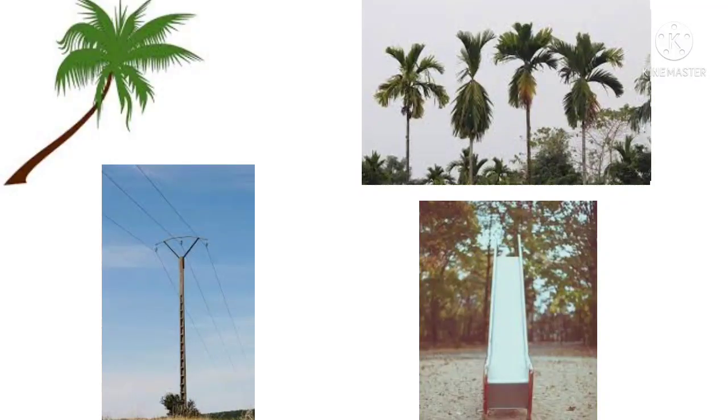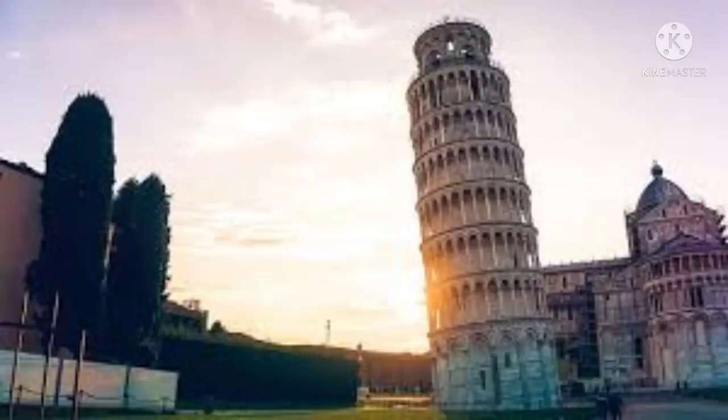Did you notice any peculiarities? Yes. Some things are straight up, others slanted. Here, the palm tree and electric post are straight up, others slanted. Please look at this picture. It is a tower in the city of Pisa in Italy. It is known as the Leaning Tower of Pisa. This slanted tower is attractive to tourists.